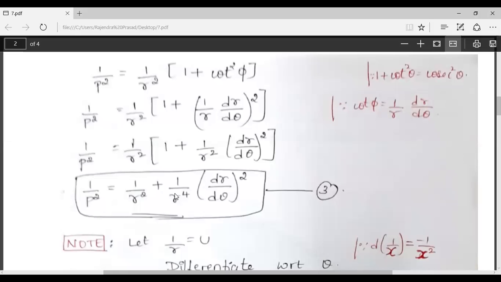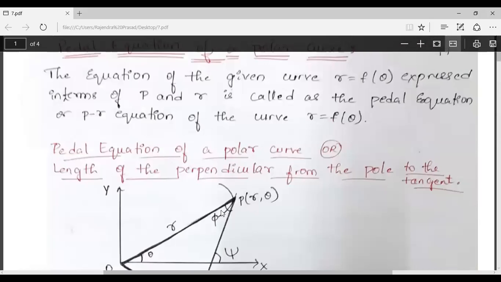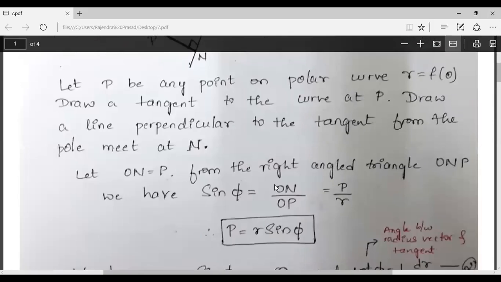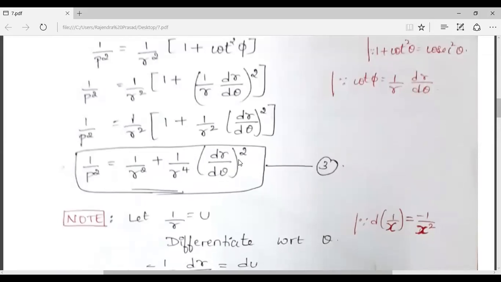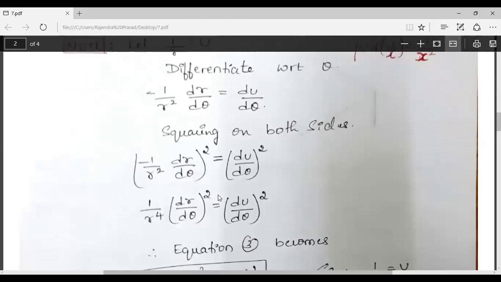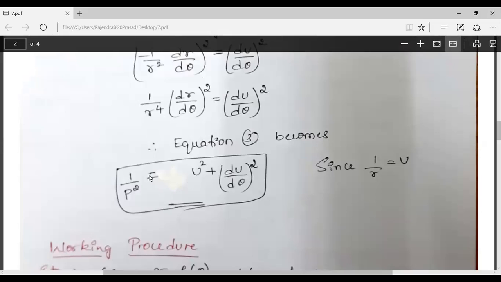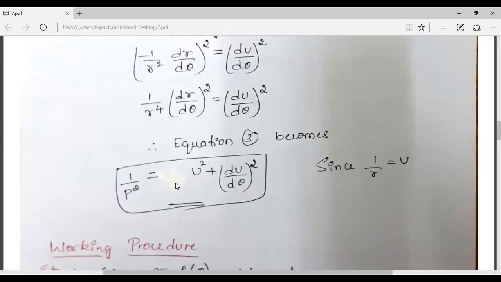This is the length of the perpendicular from the pole to the tangent, a pedal equation of a polar curve. Sometimes it should be 1 upon p square is equal to 1 upon r square plus 1 upon r to the power of 4 dr by d theta whole square. They can also ask it this way: prove that 1 upon p square is equal to u square plus du by d theta whole square.